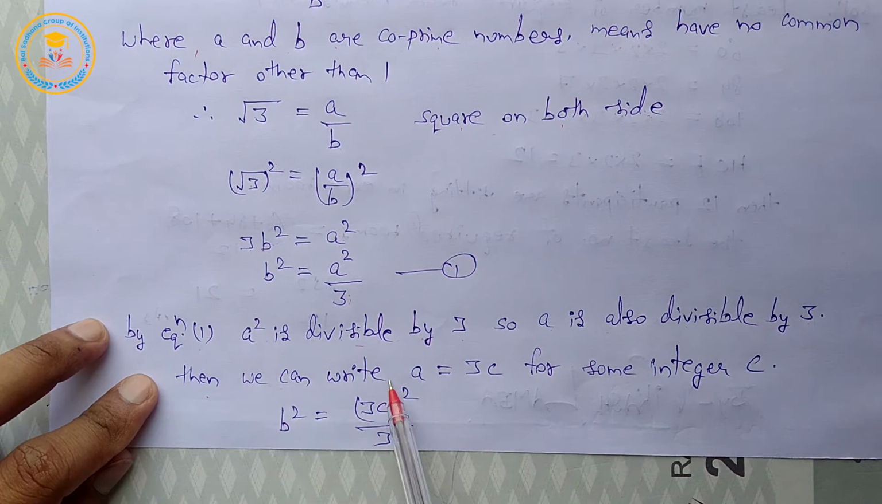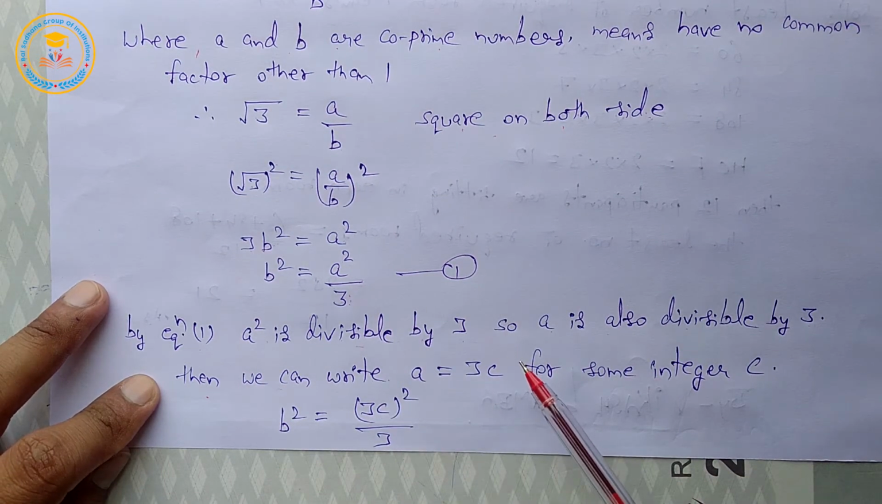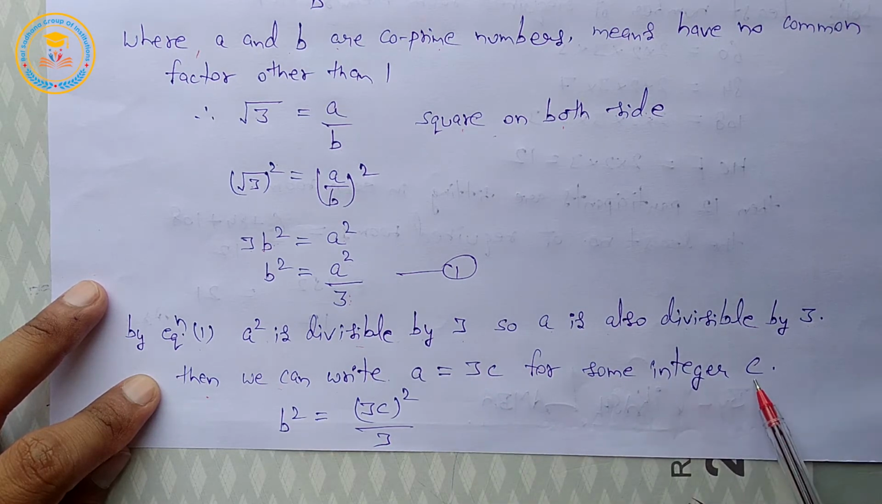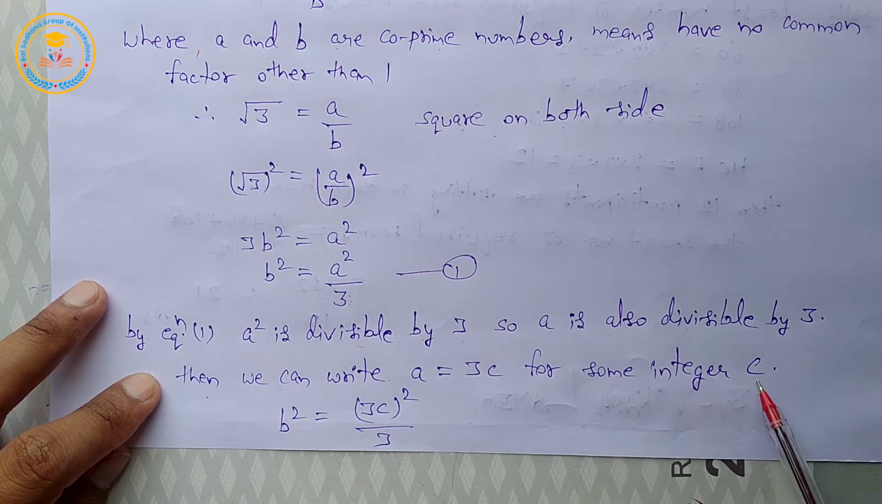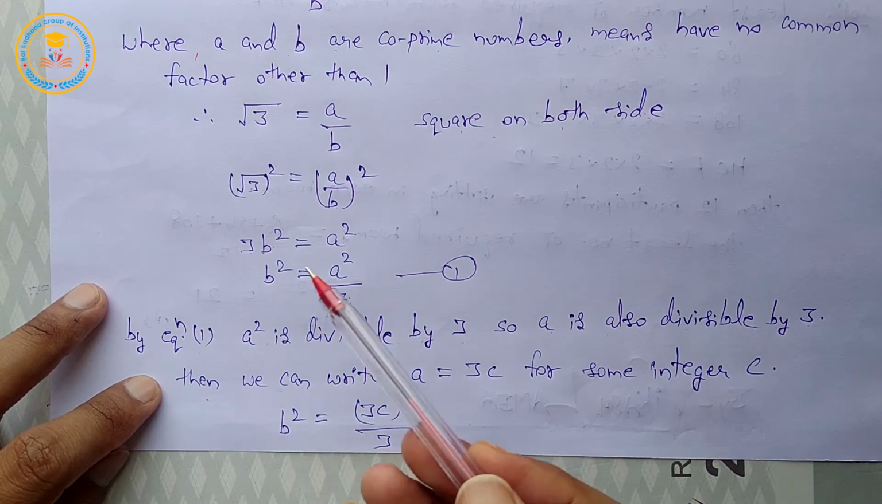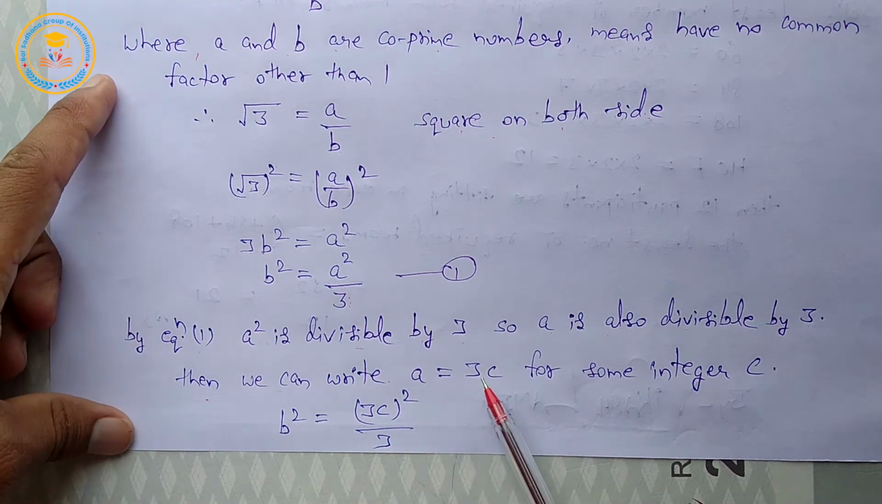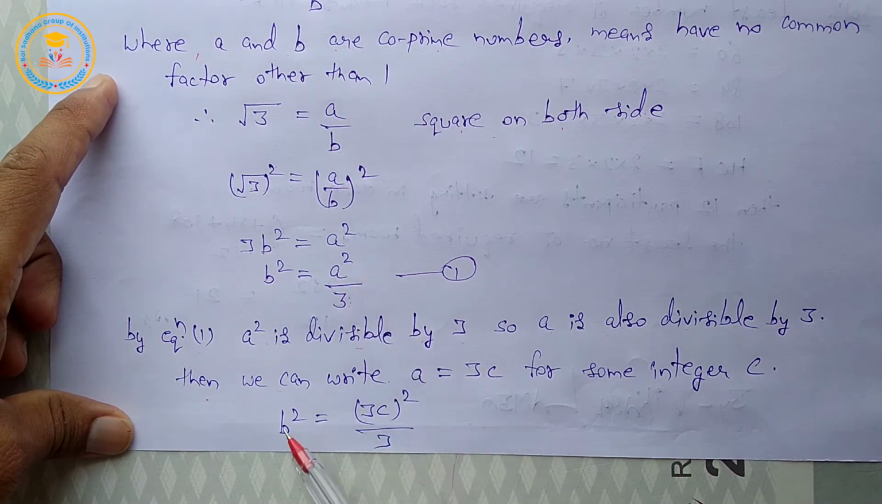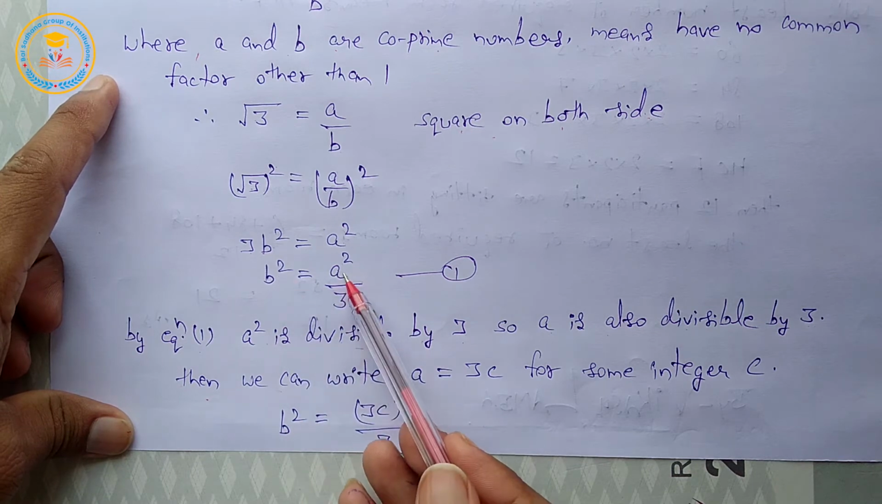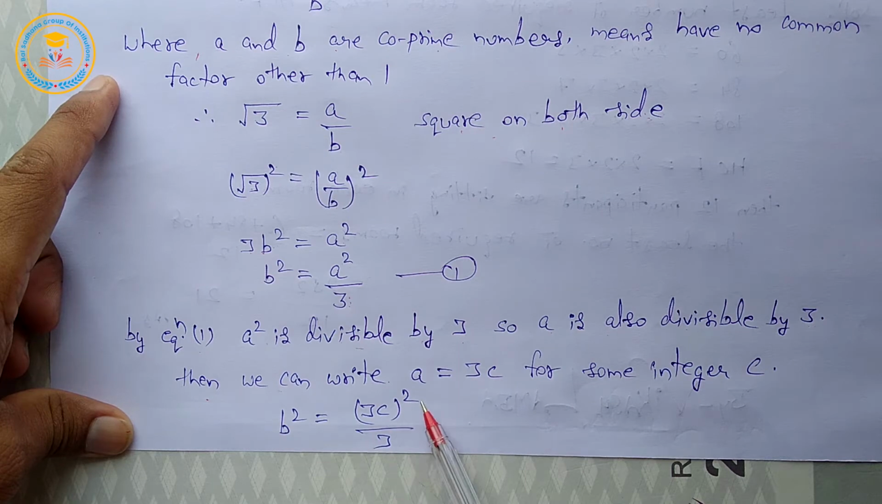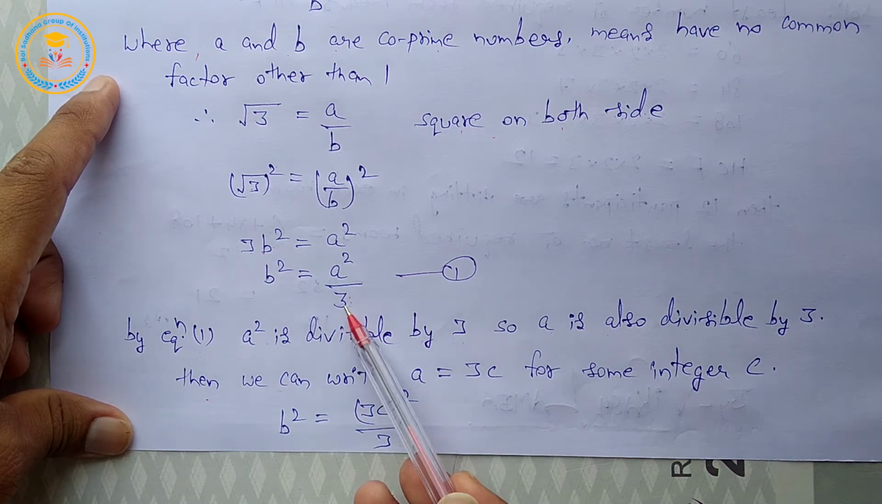Then we can write another integer: a equals 3c for some integer c. Put the value a equals 3c in equation second. So b square as it is, and a equals 3c means (3c) whole square divided by 3.